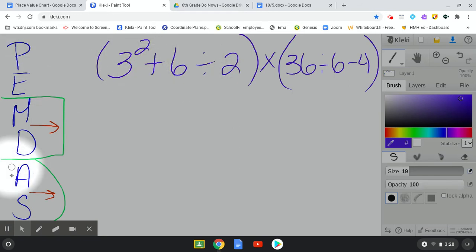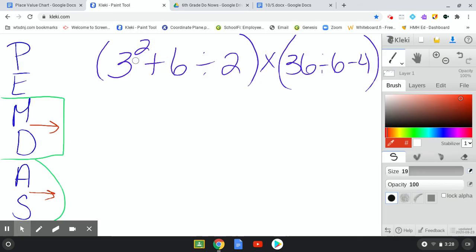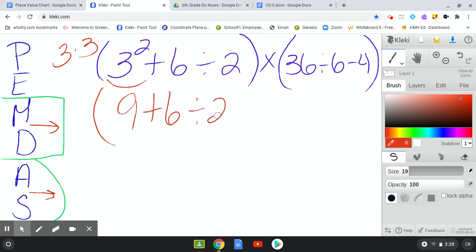And according to PEMDAS, I have to do my exponent first. So I'm going to solve that first. I'm going to open up my parentheses. I'm solving this 3 squared first. 3 squared means 3 times 3, and 3 times 3 equals 9. So drop down the 9, the plus sign, the 6, the division sign, the 2, close parentheses, drop down my multiplication sign, drop down that whole second set of parentheses, because I'm doing this one at a time, okay?